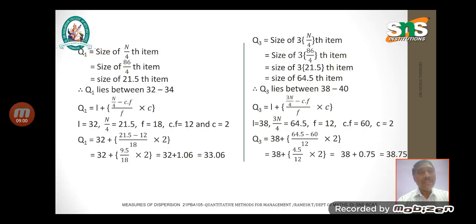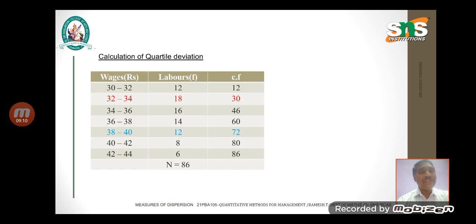Before that, in which class interval does Q1 lie? So Q1 is the size of the n by 4th value. That is equal to 21.5. From the cumulative frequency, where is 21.5? It lies between 12 and 30. Among these two, 30 is the larger value. Its corresponding class interval is 32 to 34. Therefore, the first quartile lies between 32 to 34.